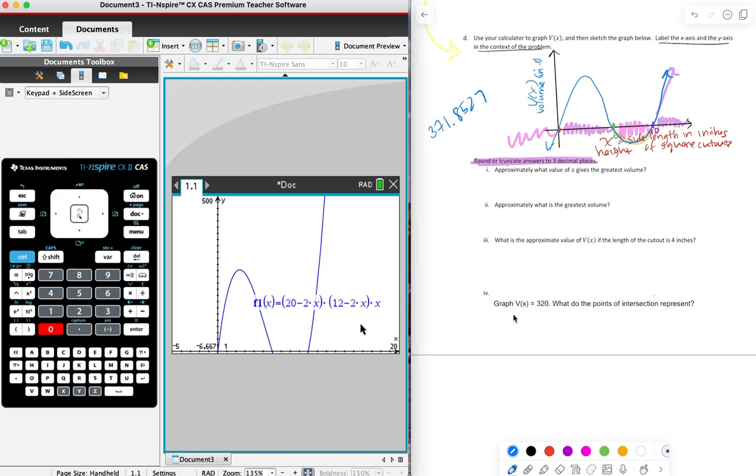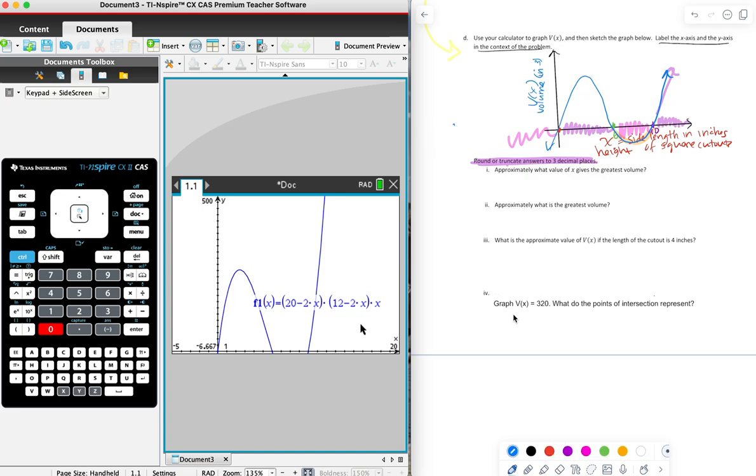So if you have something like 371.8527, rounding to 3 decimal places would make this 853 because the 7 makes us round up. Truncating is easier. You don't have to think about it. You just put the first 3 decimal places, and that's it. We would accept either of these answers.